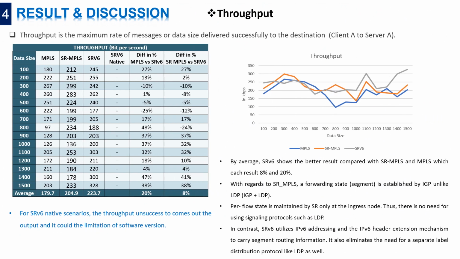Okay, number 2 is throughput. As you can see, we did a comparison of MPLS, SR-MPLS, SRv6. For SR native, I couldn't show the traffic, because at that time some error happened because of my license. By average, SRv6 shows the better result compared with SR-MPLS and MPLS, by 8% and 20%. With regard to SR-MPLS, forwarding state is established by IGP, unlike LDP plus IGP. Per-flow state is maintained by SR only at the ingress node. Thus, there is no need to use signaling protocols such as LDP.